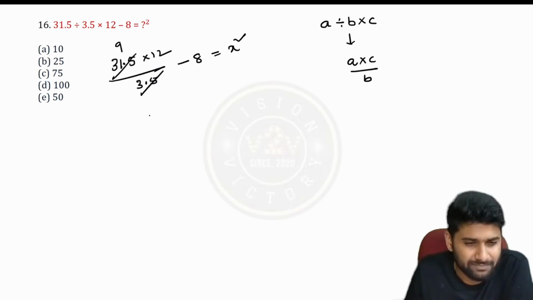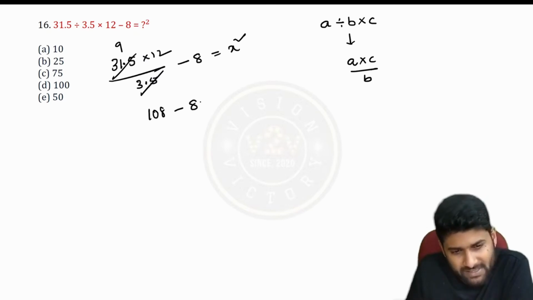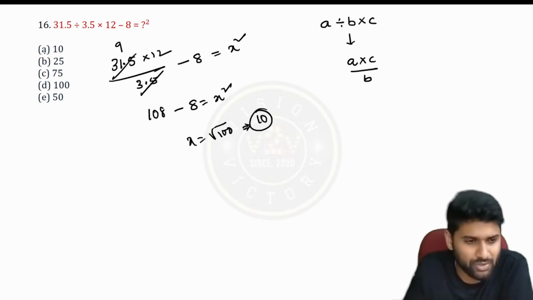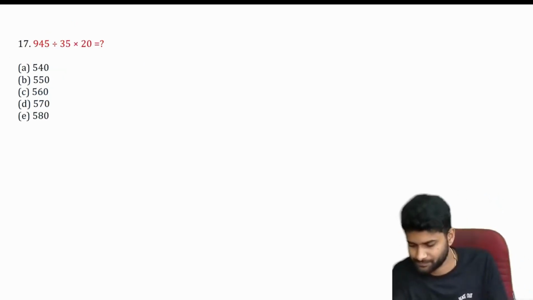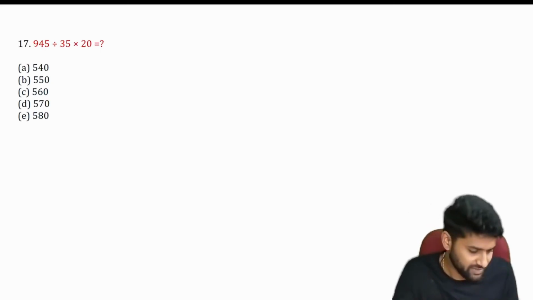So 9 twelves, 108 minus 8 is exactly equal to x square. Then x is equal to under the root of 100. Root of 100. Now you already know that it's a value of 10 square. Next. See the next simplification.